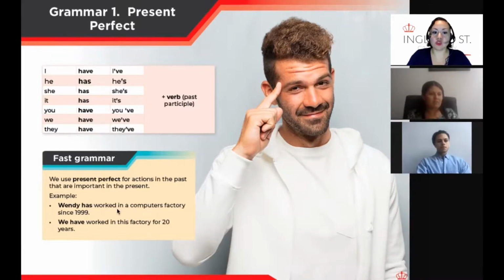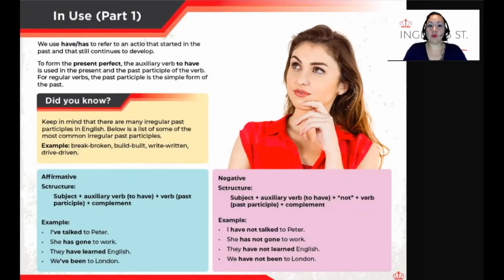Wendy has worked in a computer factory since 1999. That means that she started in the past and she continues working in that company. We have worked in this factory for 20 years. It is the same. They started working 20 years ago, but they continue working in that place. So in use part 1, we use have or has to refer to an action that started in the past and still continues to develop, like the previous examples that we have seen.